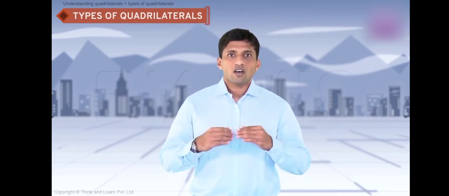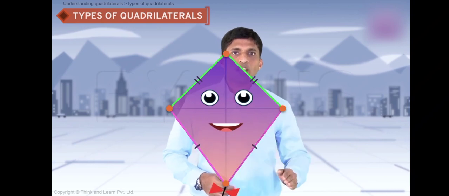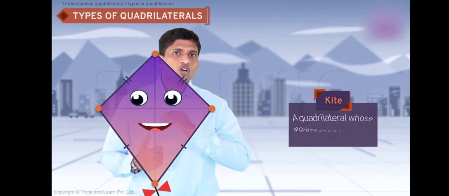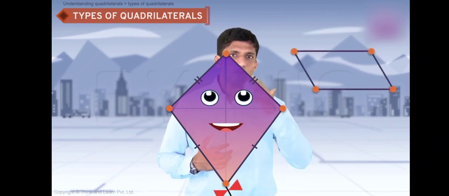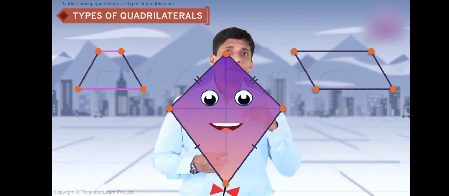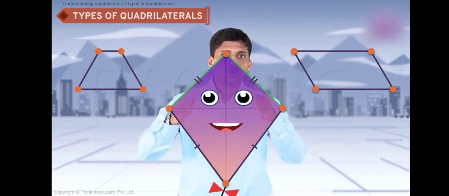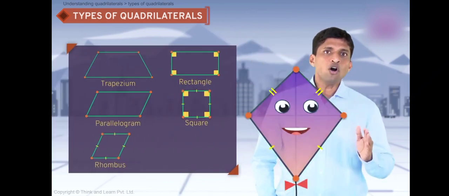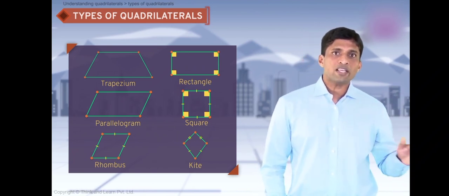We also know that when two pairs of adjacent sides are equal like this, that is these two are equal and these two are equal, then we call it a kite. Now this is neither like a trapezium nor like a parallelogram, because in a parallelogram both pairs of opposite sides need to be parallel, and in a trapezium one pair of opposite sides needs to be parallel. In this case only adjacent sides are equal, right? These two are equal in length, these two are equal in length. So this is called a kite. So now we know all types of quadrilaterals starting from trapezium to kites.